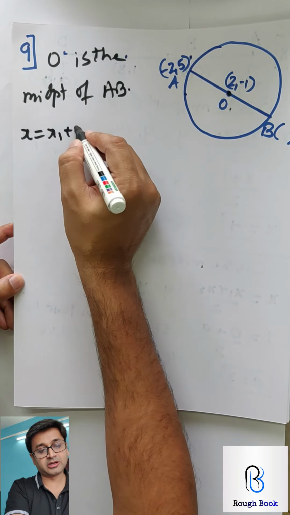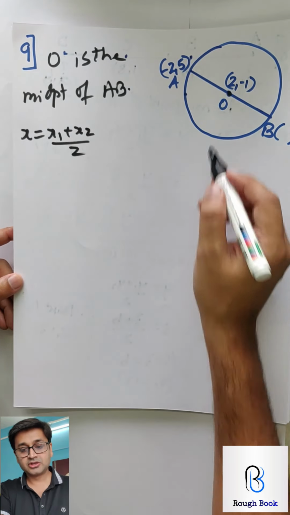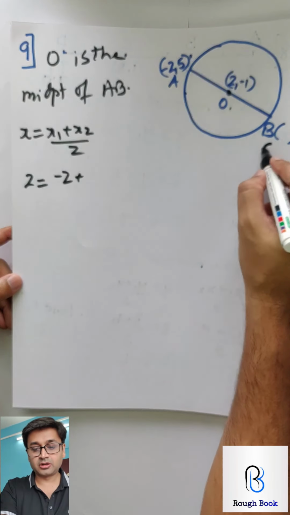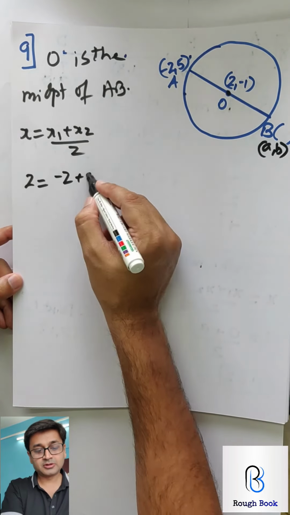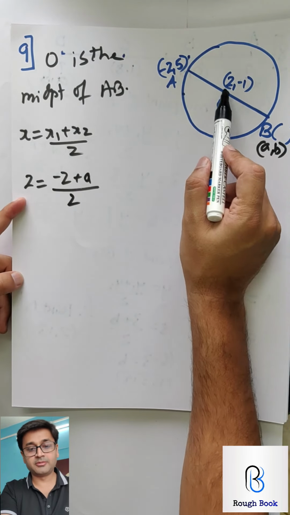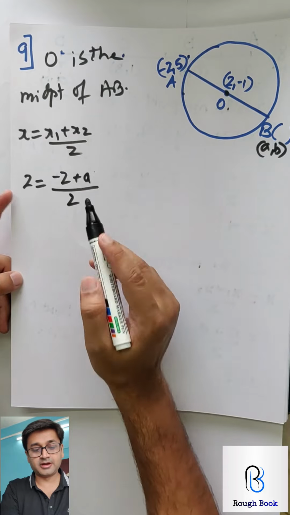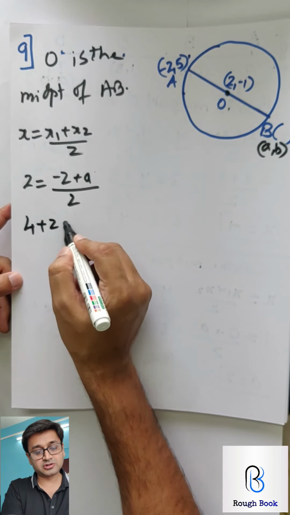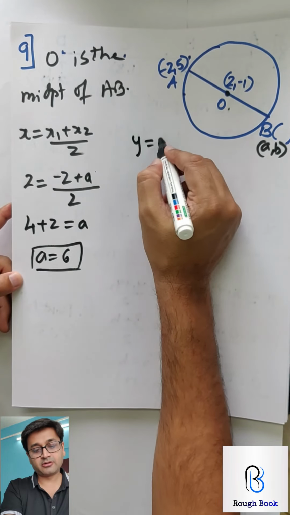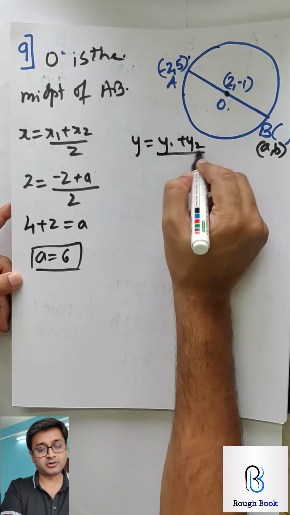So X is X1 plus X2 by 2. So my X is 2. What is my X1? Minus 2. Let's call this as A comma B. So A by 2, correct? Minus 2. See, this is 2 coming here. Minus 2 plus A by 2. So I will get 4 plus 2 as A. So A becomes 6.